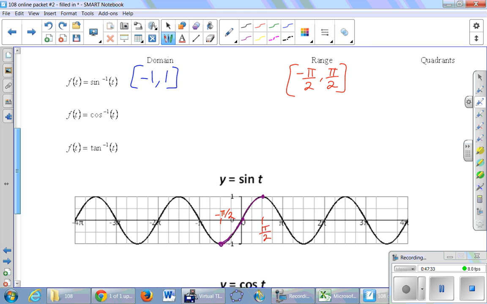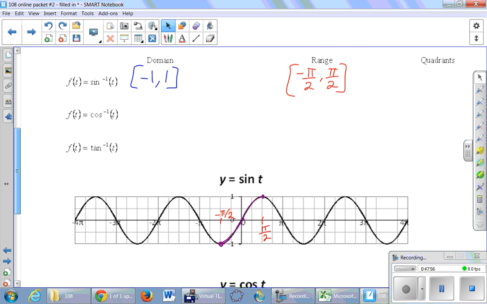Okay, and so what that means is that you can plug into the inverse sine function any number between -1 and 1, any number at all, and the answer that you get out will always be between minus pi over 2 and pi over 2. No matter what you type in, inverse sine will always give you an answer between minus pi over 2 and pi over 2.